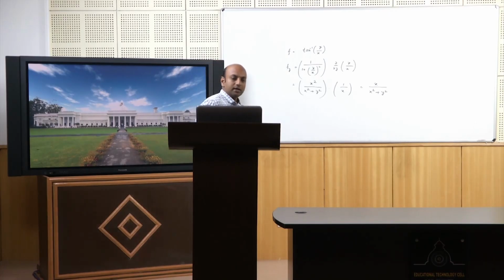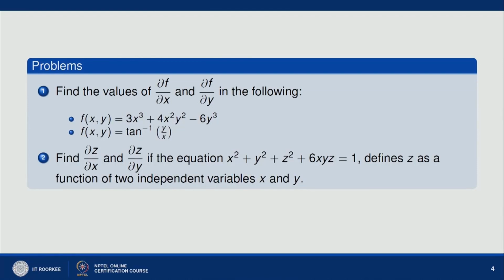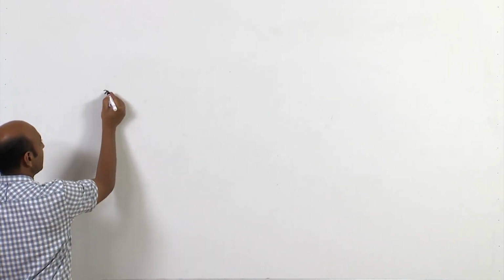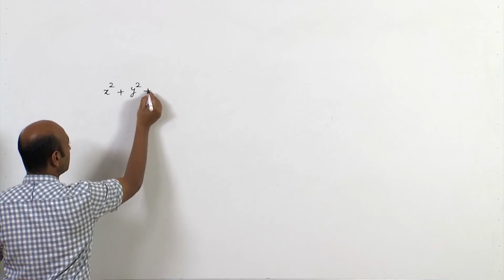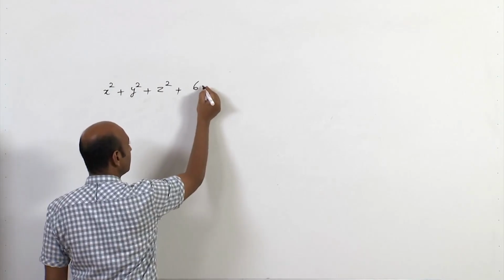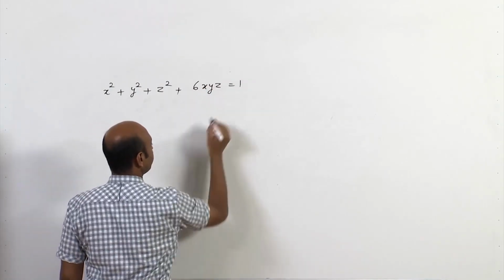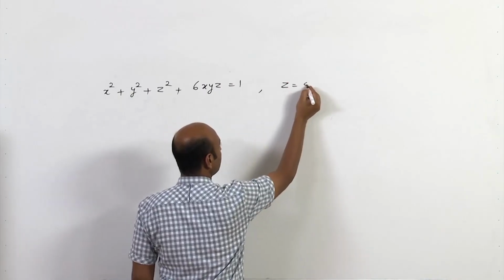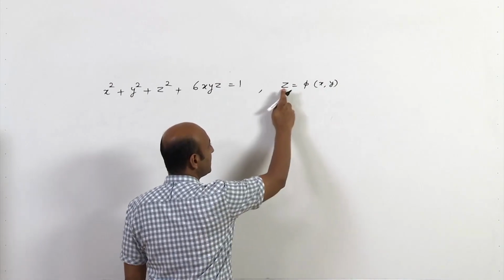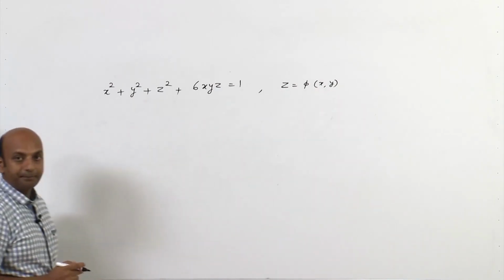Okay. Now, let us solve the second problem. Find zx and zy if the equation defines z as a function of two independent variables x and y. So, what is the function? Now, the equation is x square plus y square plus z square plus 6xyz equal to 1, and here z is a function of x and y. X and y are independent variables and z depends on x and y.